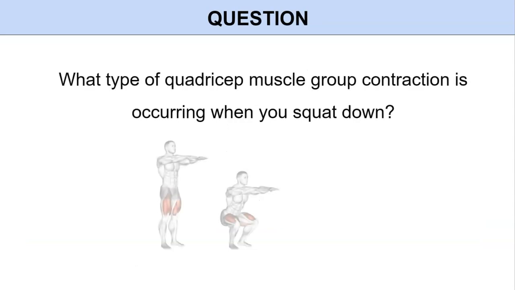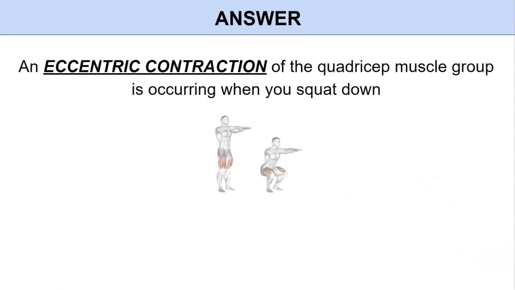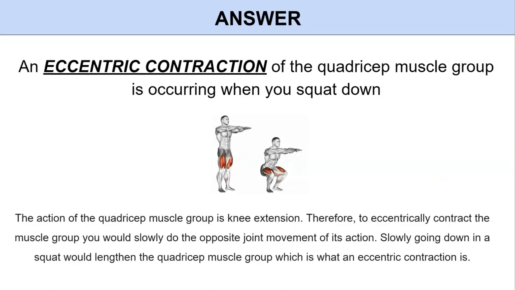Question: what type of quadricep muscle group contraction is occurring when you squat down? Please refer to the information in the corner here. Answer: an eccentric contraction of the quadricep muscle group is occurring when you squat down. And this is because the action of the quadricep muscle group, again, is knee extension. Therefore, to eccentrically contract the muscle group, you would slowly do the opposite of the joint movement of its action. Slowly going down in a squat would lengthen the quadricep muscle group, which is what an eccentric contraction is.